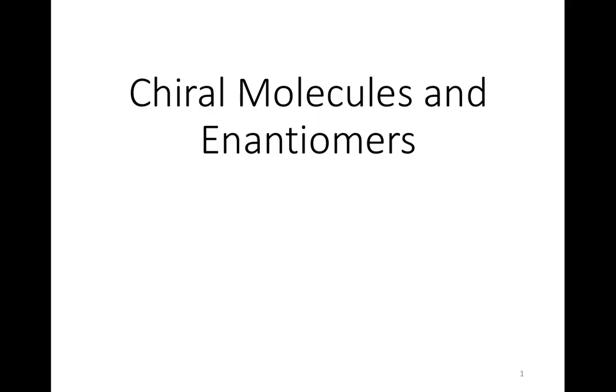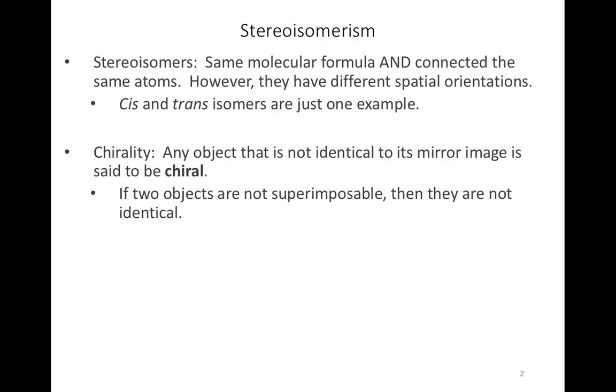In this video, I'd like to talk about chiral molecules and enantiomers. So we've already encountered stereoisomerism, but as a reminder, when we have molecules with the same molecular formula and they're connected to the same atoms, but they have different spatial orientations, we would call those molecules stereoisomers. Cis and trans is one type of stereoisomers that we've already seen.